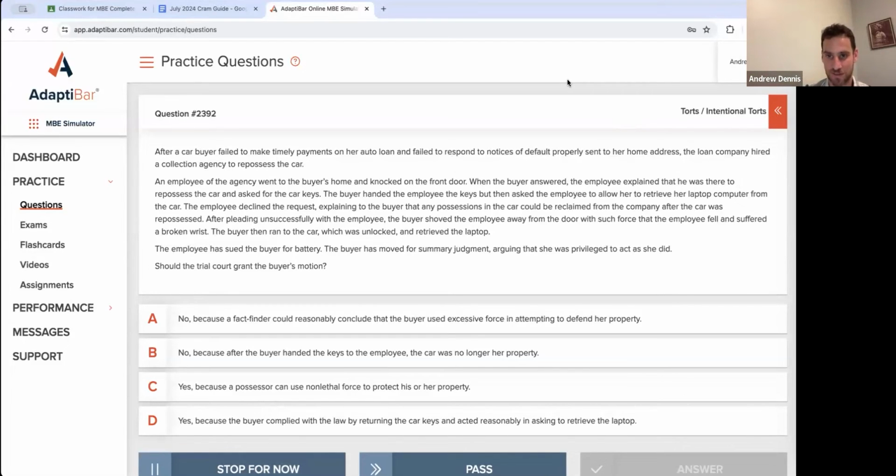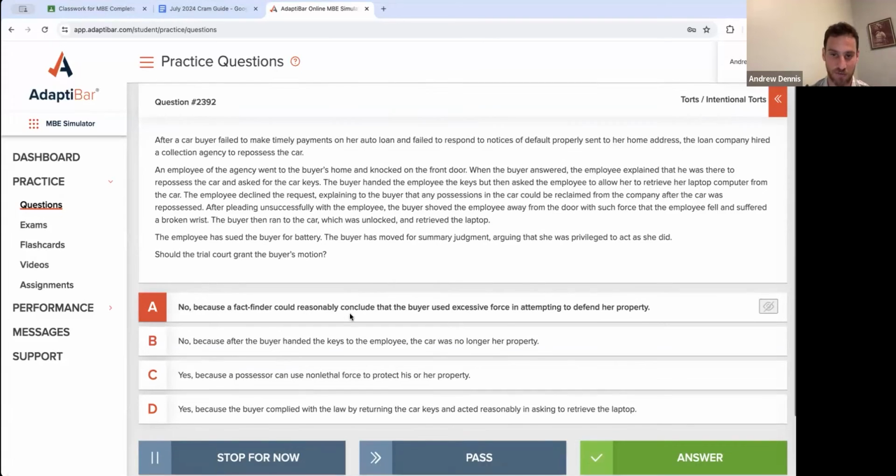Seems kind of potentially problematic. But I agree with the class here. I think it's A. They could reasonably conclude that they used excessive force. Like, this could be a really true policy: hey, you got your car repossessed, you can't get the laptop. But you can't just push someone. I mean, maybe you can, maybe you can't. I would say you can't here. I would think they're going to go down for battery.